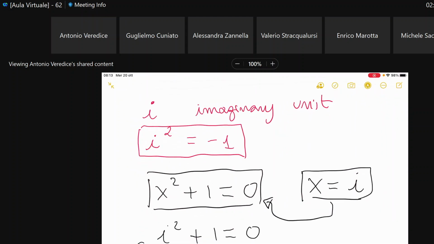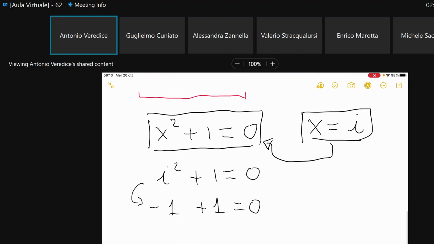So i can be a solution of this equation, because if you replace x with i, you get -1 plus 1, and it is 0. But this equation has also another solution. Which one? Try to answer this question. It's related to i, strictly linked by i squared is -1.